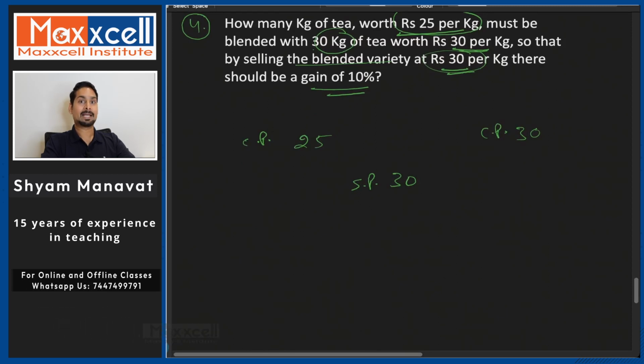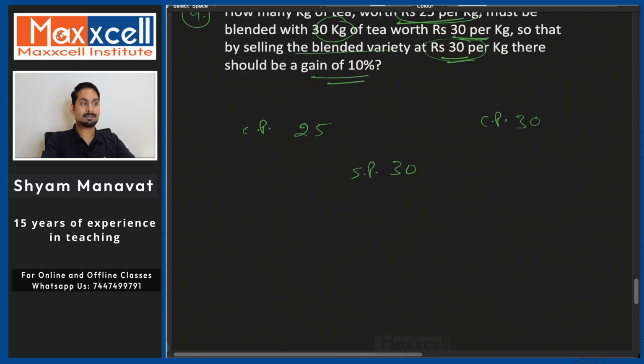We can't apply the alligation rule directly. We have to make them in the same form. So how do you make them in the same form? Either you convert all of them into the cost price, or all of them into the selling price. And I hope you trust me, your answer will be the same whether you convert everything into cost price or everything into selling price. But you need to convert them into one form, one unit. Then you get the right answer.